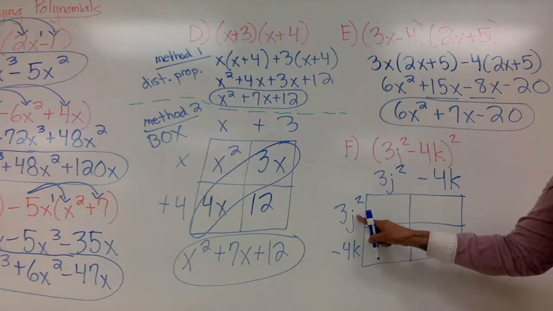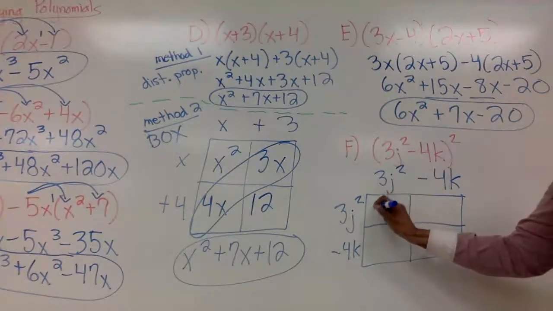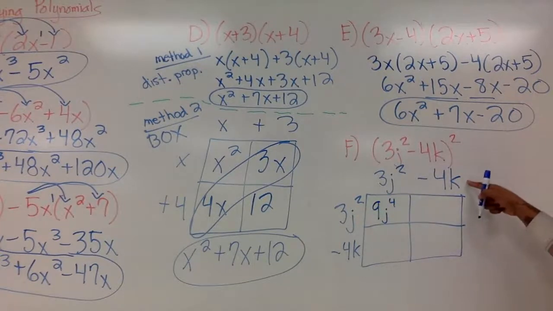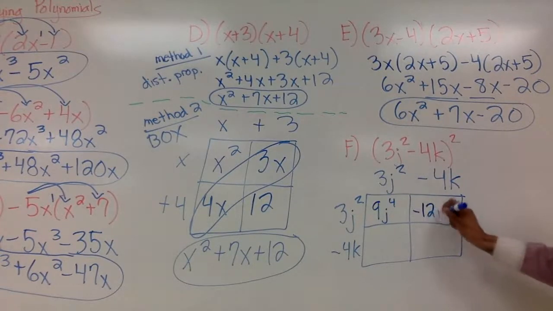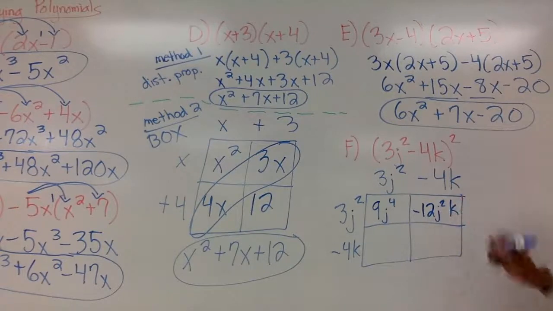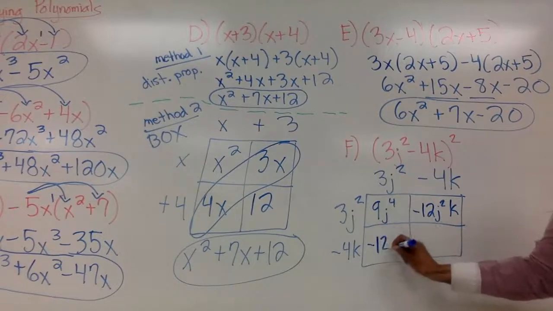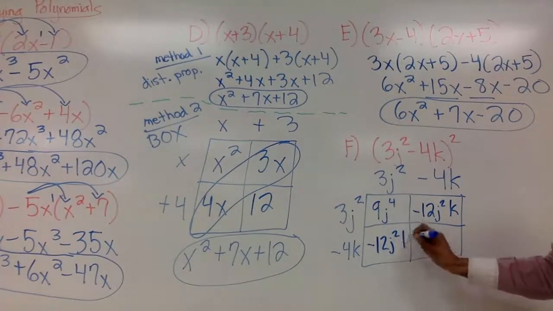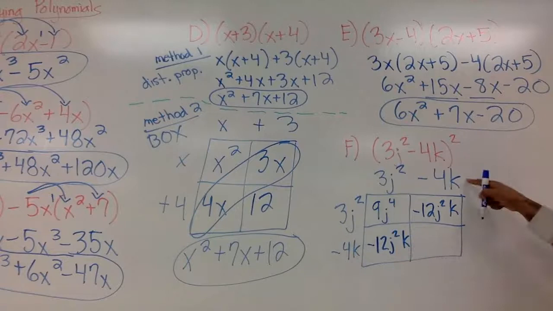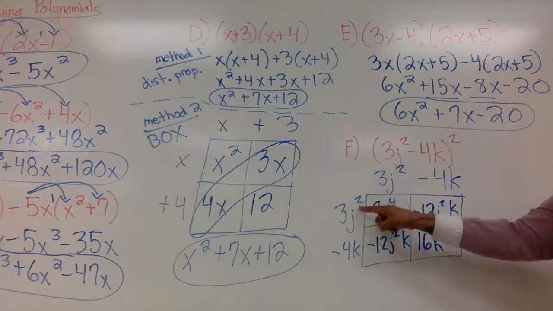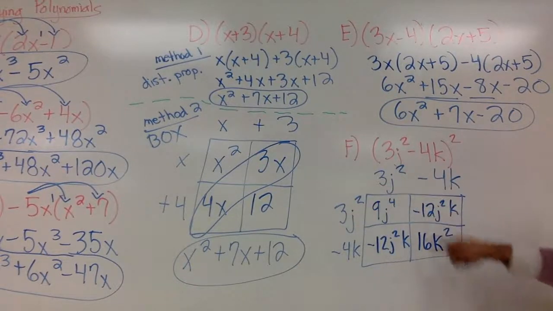Off we go. 3j squared times 3j squared is 9j to the fourth. 3j squared times negative 4k is negative 12j squared k. Negative 4k times 3j squared is negative 12j squared k. And negative 4k times negative 4k is 16k squared. Okay, multiply the numbers, add the exponents. Be careful with your signs.